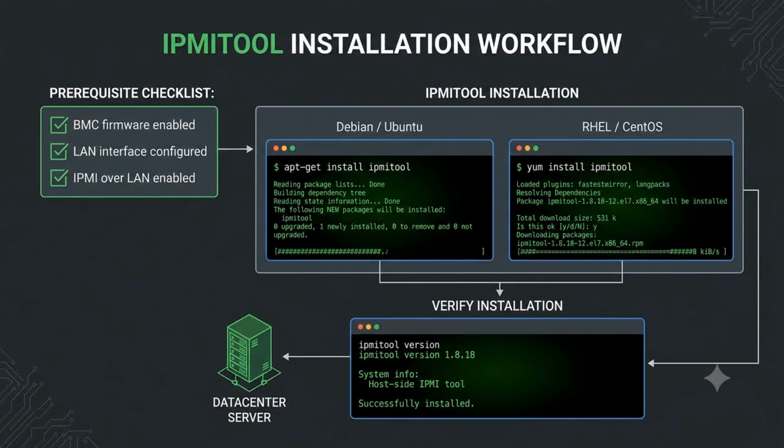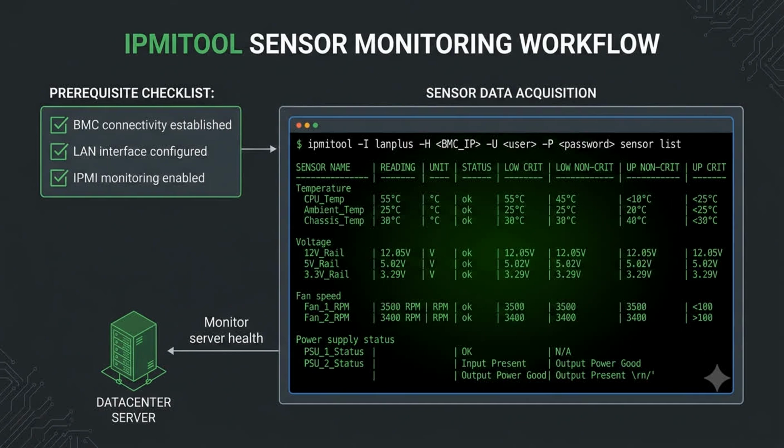Older versions have bugs. Before you use ipmitool, make sure three things are true. First, BMC firmware must be enabled in the BIOS. Go to System Settings, find Integrated Management Controller, enable it. Second, the LAN interface must be configured with an IP address. The BMC has its own network port, separate from the server OS.